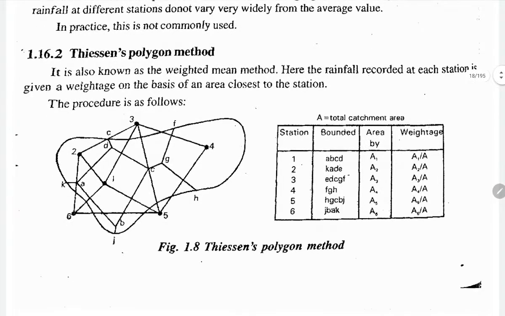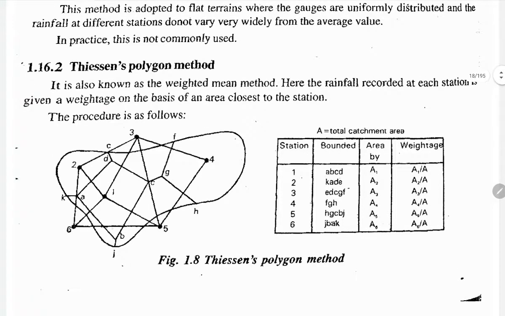Another method is the Thiessen polygon method, another way to find the average rainfall. It is also known as the weighted mean method. Here the rainfall recorded at each station is given a weightage on the basis of area. We have different rain gauges, 1, 2, 3, 4, 5, 6, as you can see in the figure, and ABCD is the area covered by the rain gauges. The numbers are the rain gauges and ABCD is the area covered.